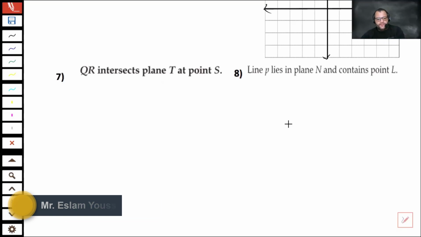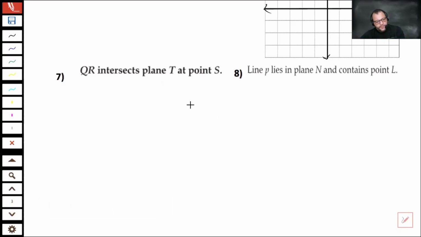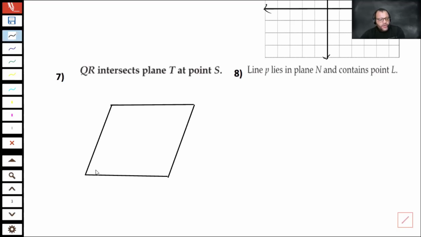You draw the plane T, and then you put the point S, and then you put QR at the same line as S. That is plane T. To make the line QR intersect the plane at the point S, it means the line must be passing through the plane. So it must be drawn this way.